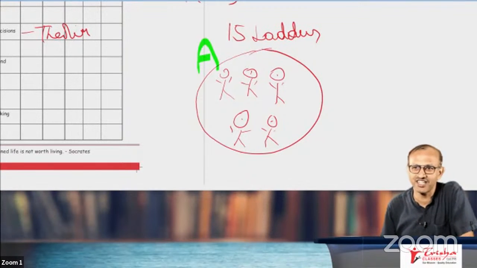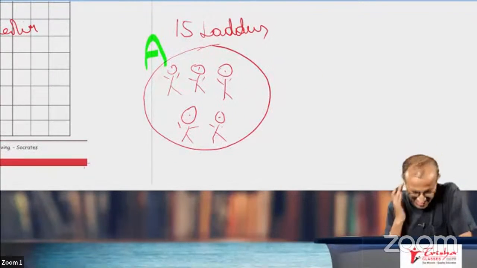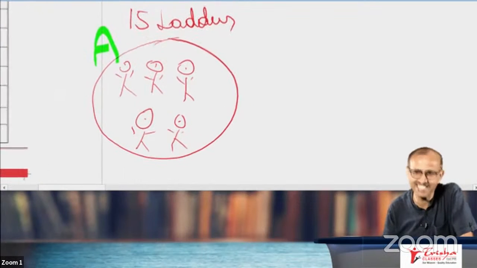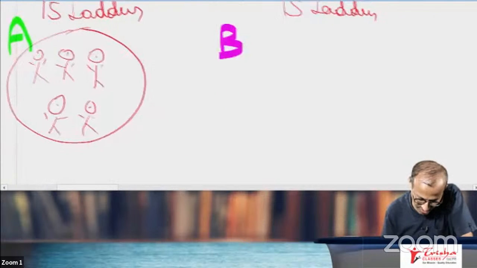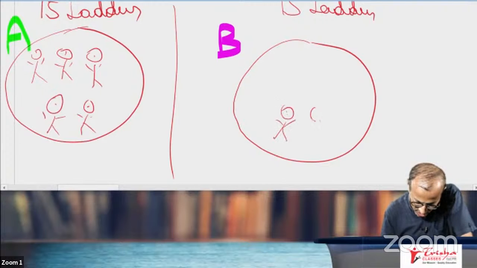Simple math. Some of you are using calculator. Okay, it is 3 laddus. Simple, easy. Very intelligent students. Now let us consider family B. Here also 15 laddus are there in family B. Here what happened is only 3 are insiders, but 2 are outsiders.